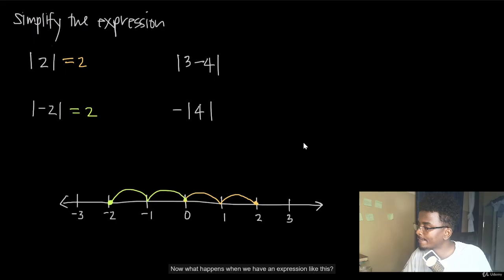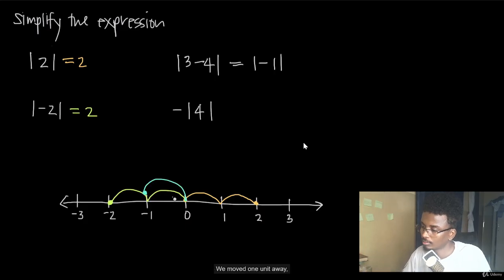Now what happens when we have an expression like this? We have 3 minus 4 inside our absolute value bar, so this is the absolute value of 3 minus 4. Well, we have to simplify what's inside of our absolute value bars first, so 3 minus 4 is negative 1, so this is going to be the absolute value of negative 1. And just as we did here with the absolute value of negative 2, we start at the origin and we want to go over to negative 1 like this. We moved 1 unit away, so that means that the absolute value of negative 1 is 1, because negative 1 is just 1 unit away from the origin.